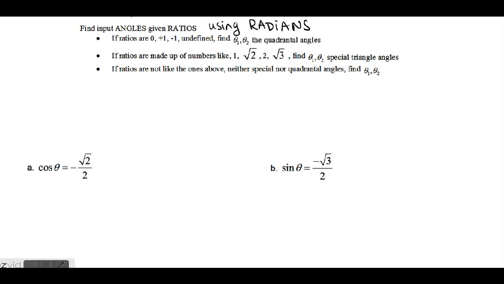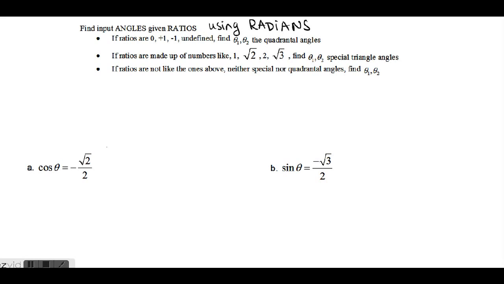Welcome to a video on how to find angles given ratios and finding angles in radian measure. I'm going to have examples here of how to find quadrantal angles, special triangle angles, and angles that are neither special or quadrantal.